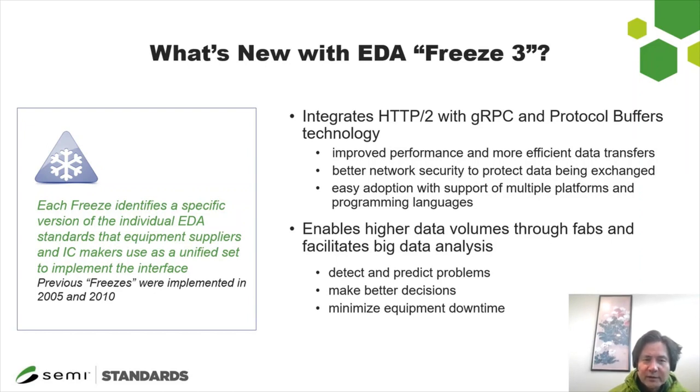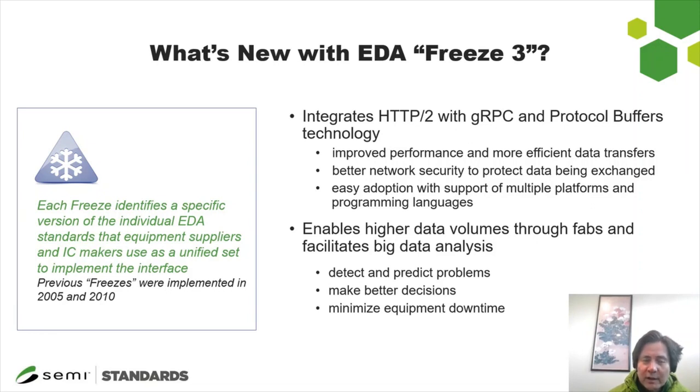The previous freezes were implemented in 2005 and 2010. Obviously, since 2010, technology has come quite a long way. So what are we doing in the new Freeze 3? First off, integrating HTTP/2 with gRPC and protocol buffers technology. Fundamental reasons for doing this here: improved performance and more efficient data transfers, better network security to protect the data that's being exchanged, and easy adoption with support of multiple platforms and multiple programming languages.